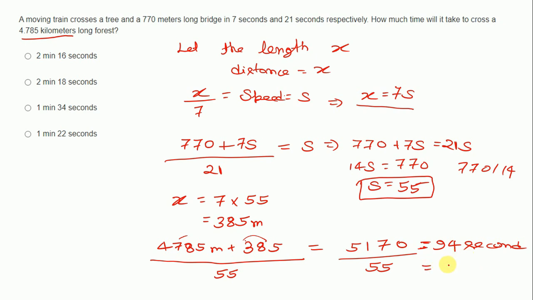And there is 1 minute in 60 seconds, so 1 minute, and now 34 seconds remain because 60 is included here. Now 1 minute 34 seconds will be the correct answer.